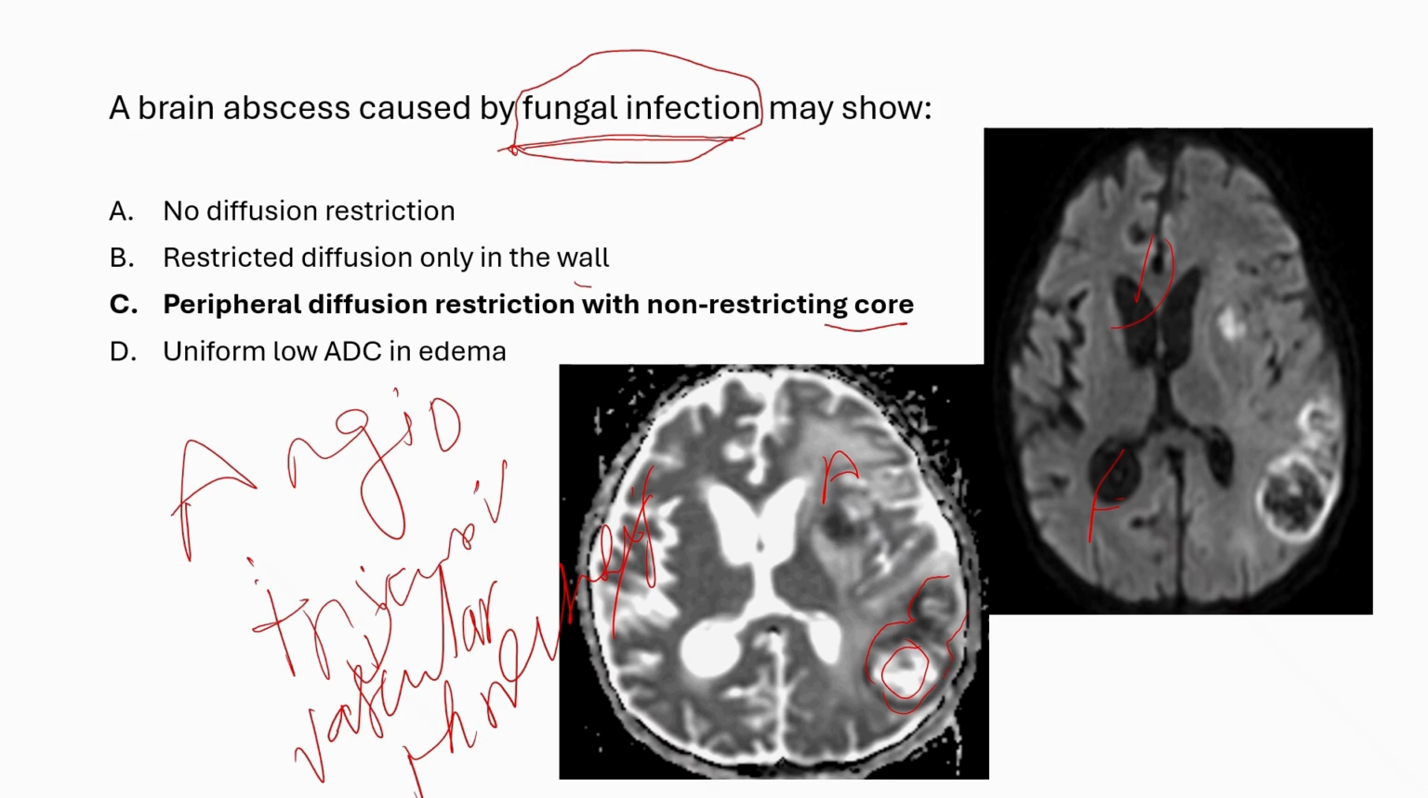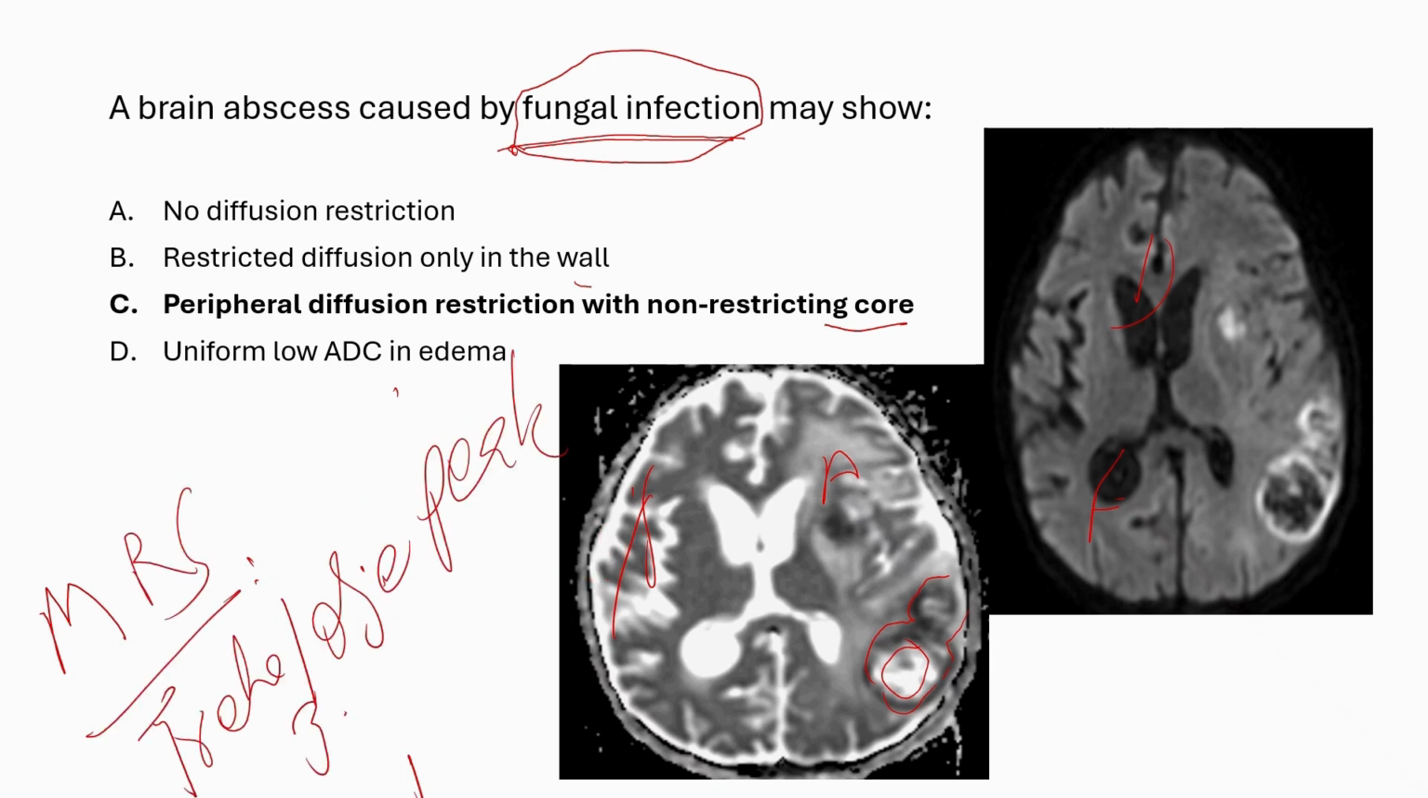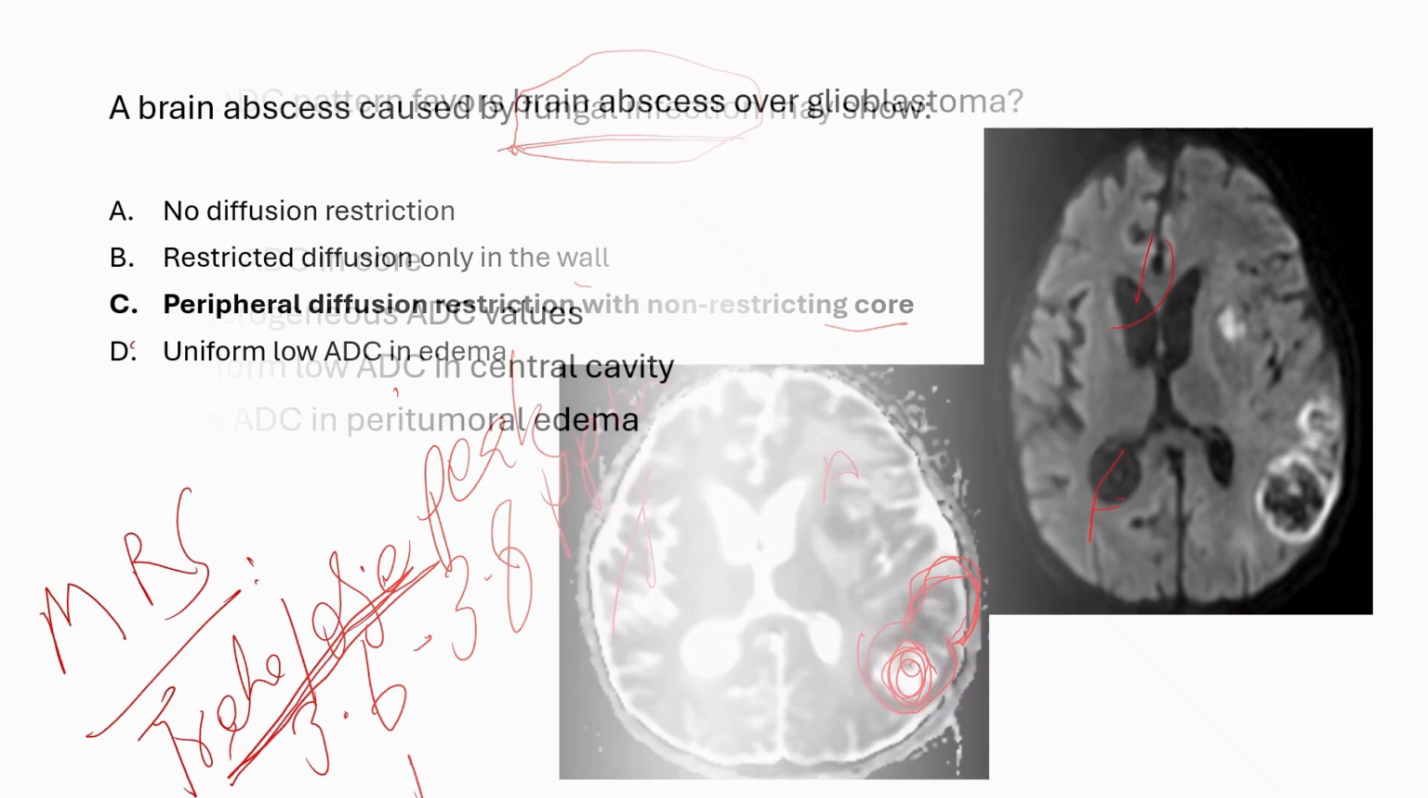And there is one clue: the MRS finding of the fungal abscess is the trehalose peak at 3.6 to 3.8 ppm. So trehalose is diagnostic for fungal infection. So why is there wall diffusion restriction? Due to the hyphae and the inflammatory cells, and the center is relatively acellular, and this shows the facilitated diffusion. So the answer is the peripheral diffusion restriction with non-restricting core.